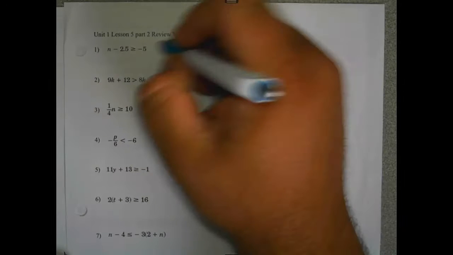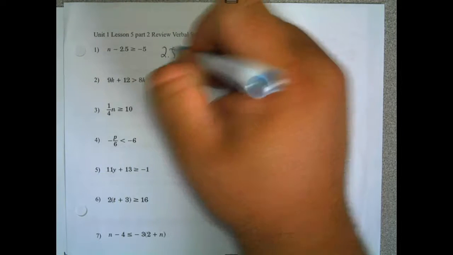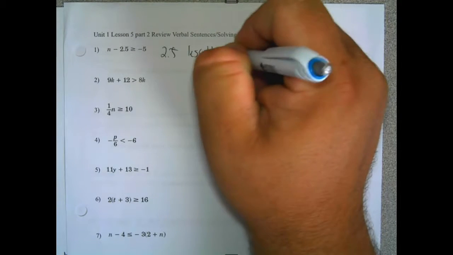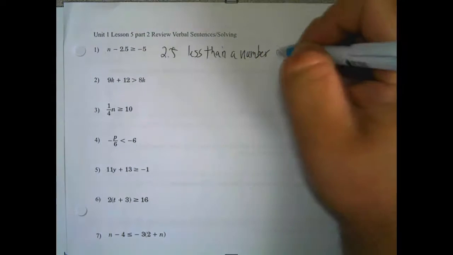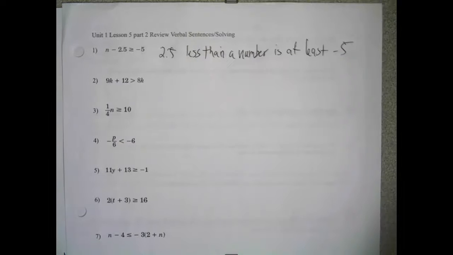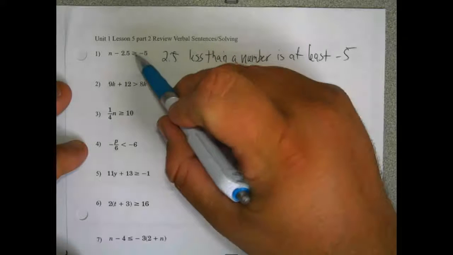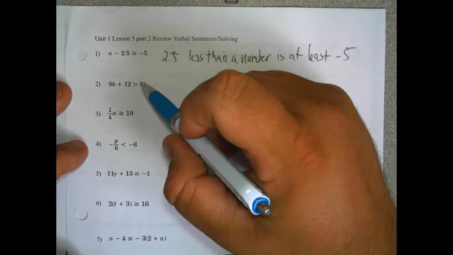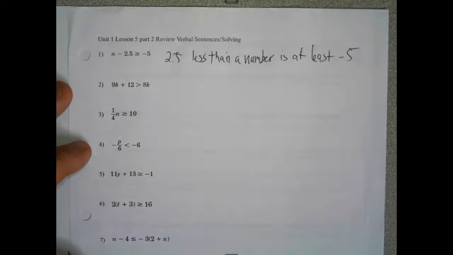In 8th grade, you guys learned how to write verbal sentences. So, for example, for number 1, I would write 2.5 less than a number is at least -5. The hardest part of this is keeping the negative straight and understanding what these signs mean: greater than or equal to, greater than, less than or equal to, less than, at least, all those signs we talked about earlier on in the unit.